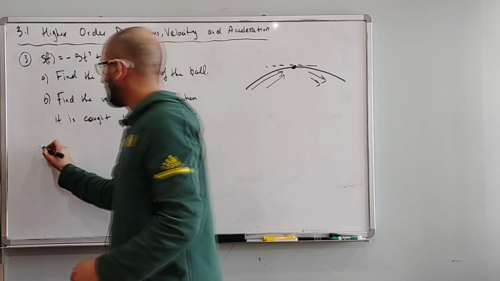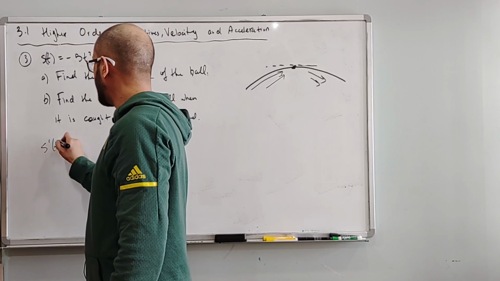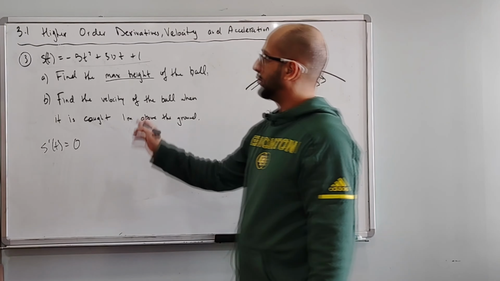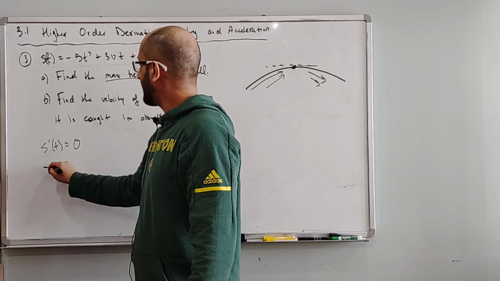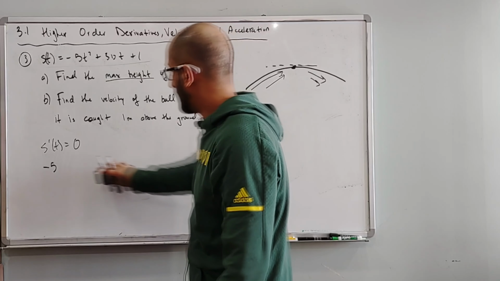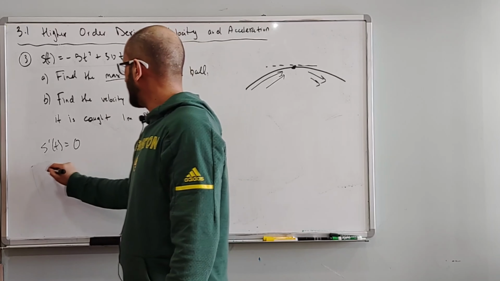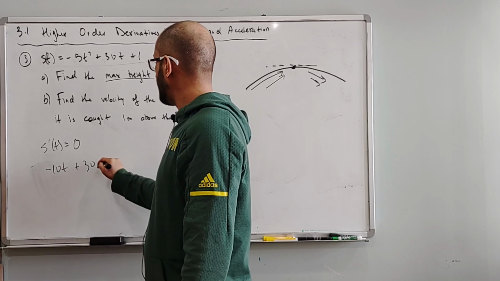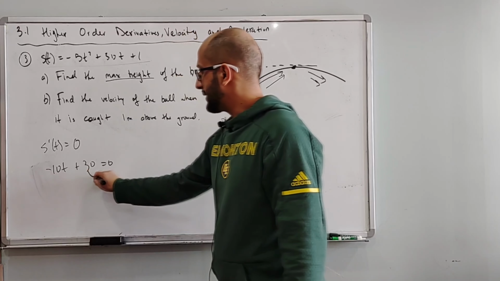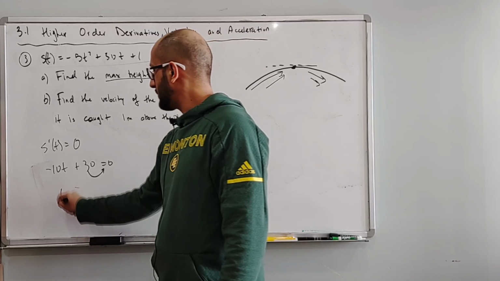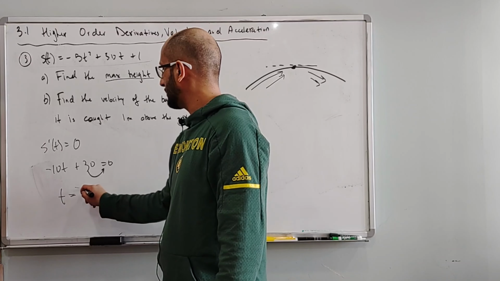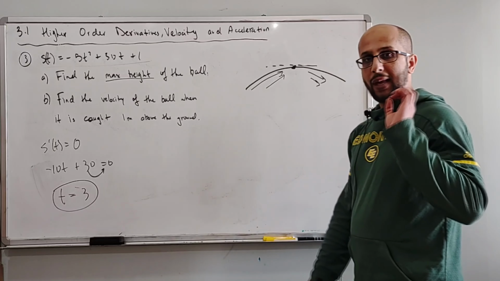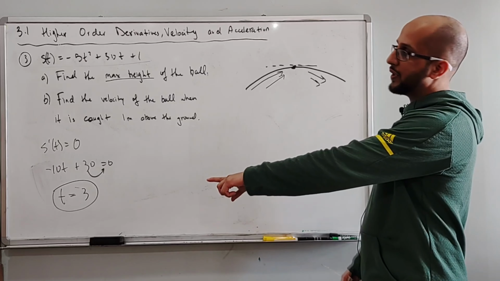So we're going to find s prime at t, and set it equal to 0. To find the derivative here, the derivative of the original function will be negative 10t plus 30 is equal to 0. Let's take the negative 30 and divide by negative 10, and t would equal 3. The maximum height occurs after 3 seconds.